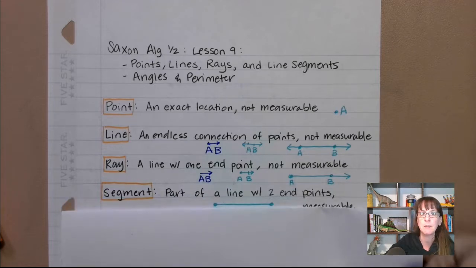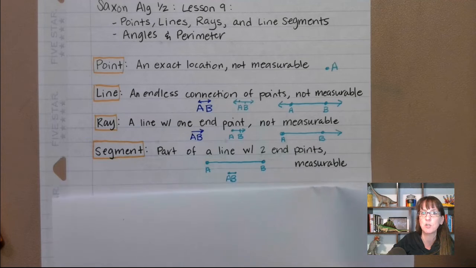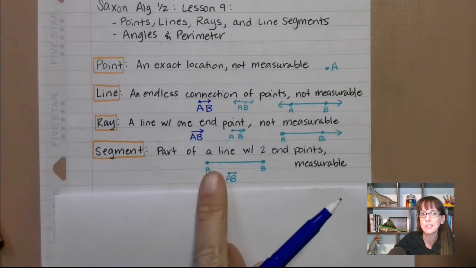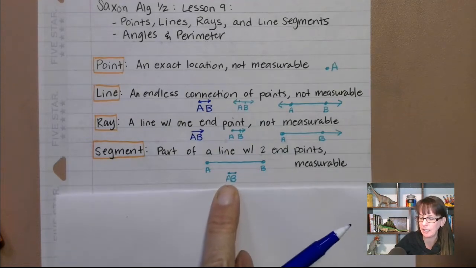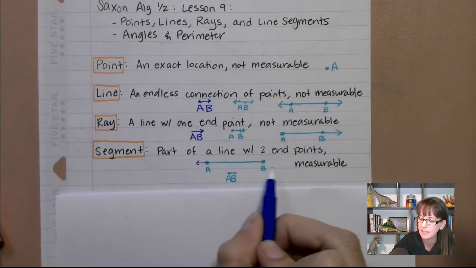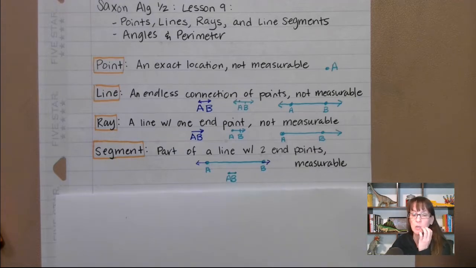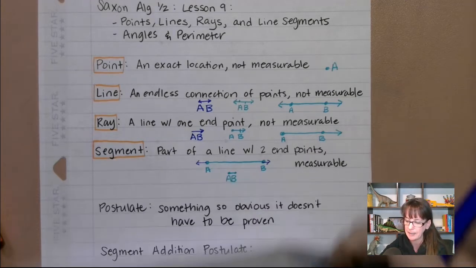All right, a segment is part of the line with two endpoints. This guy is measurable and this is how we write it. So this is segment AB and we write it as AB. Now, sometimes you may see it extended out like this past the line, and so we're just talking about that particular chunk when we say segment AB.